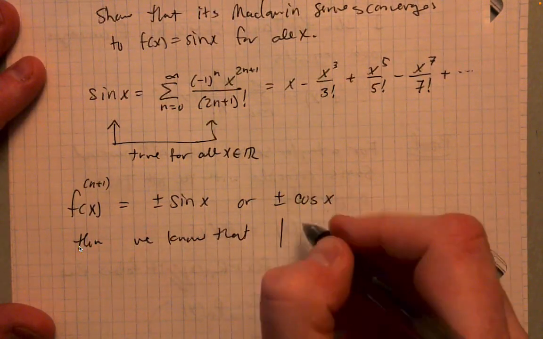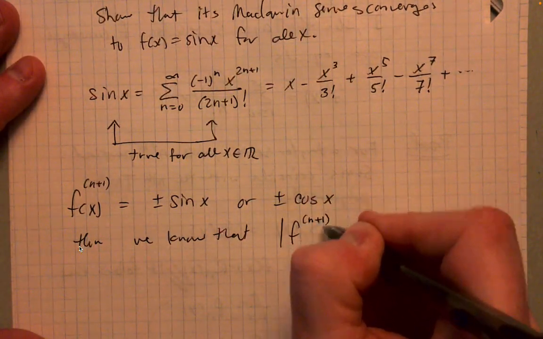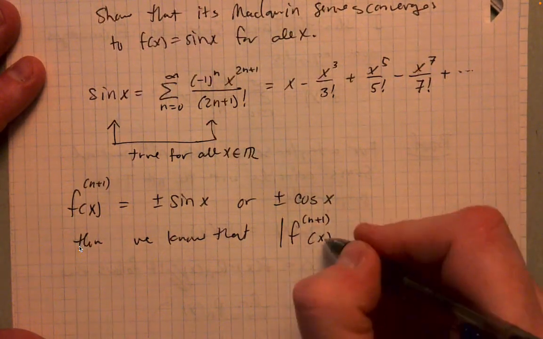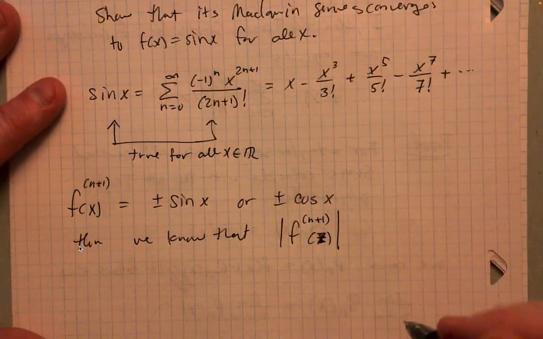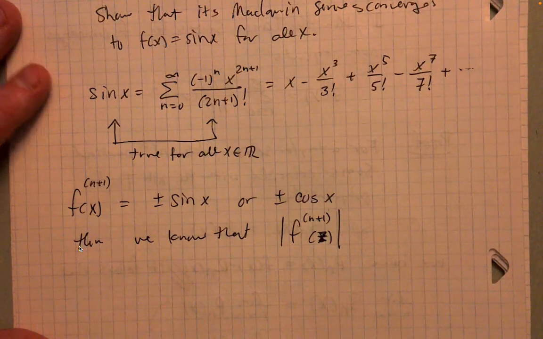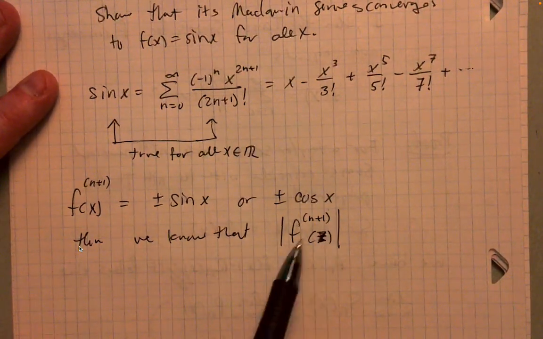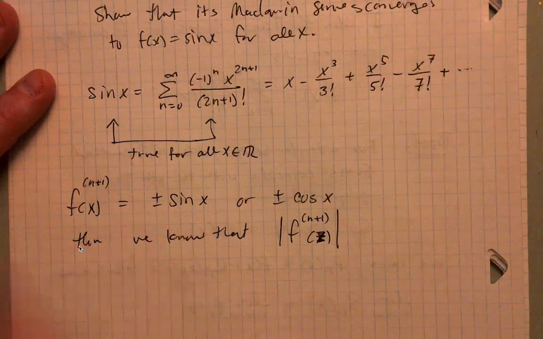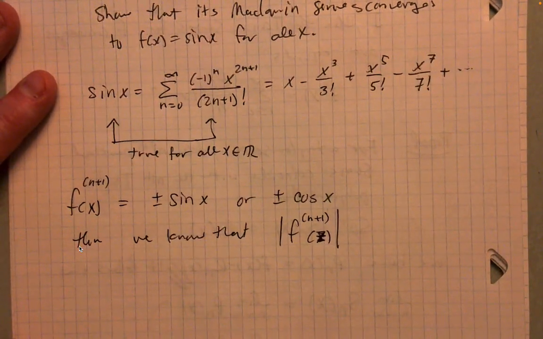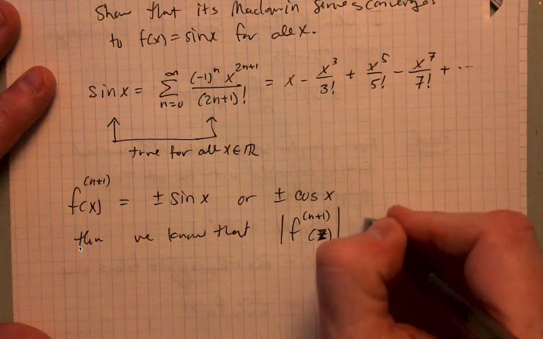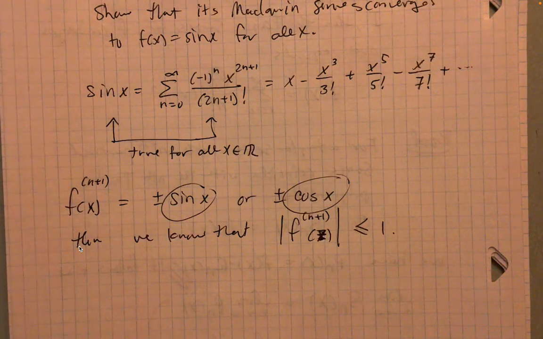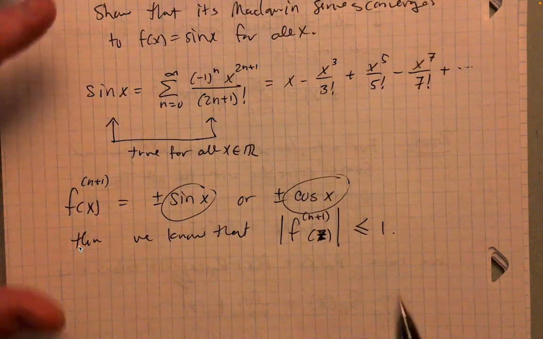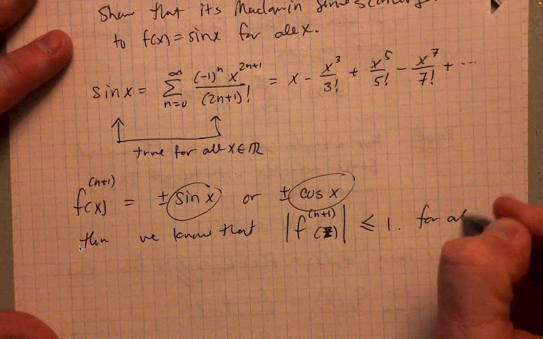we know that the absolute value of that nth derivative of x, sorry, I should put a z in here. We're gearing up for a remainder discussion, so let's switch over to z. Well, it doesn't matter. So the n plus 1 derivative of f evaluated at z, where z is between 0 and c, we know that that's less than or equal to 1. We know it because it's sine or cos x, and those always oscillate between 1 and negative 1, right? Okay, so nothing really fancy there. So we know that this is true for all x in R.